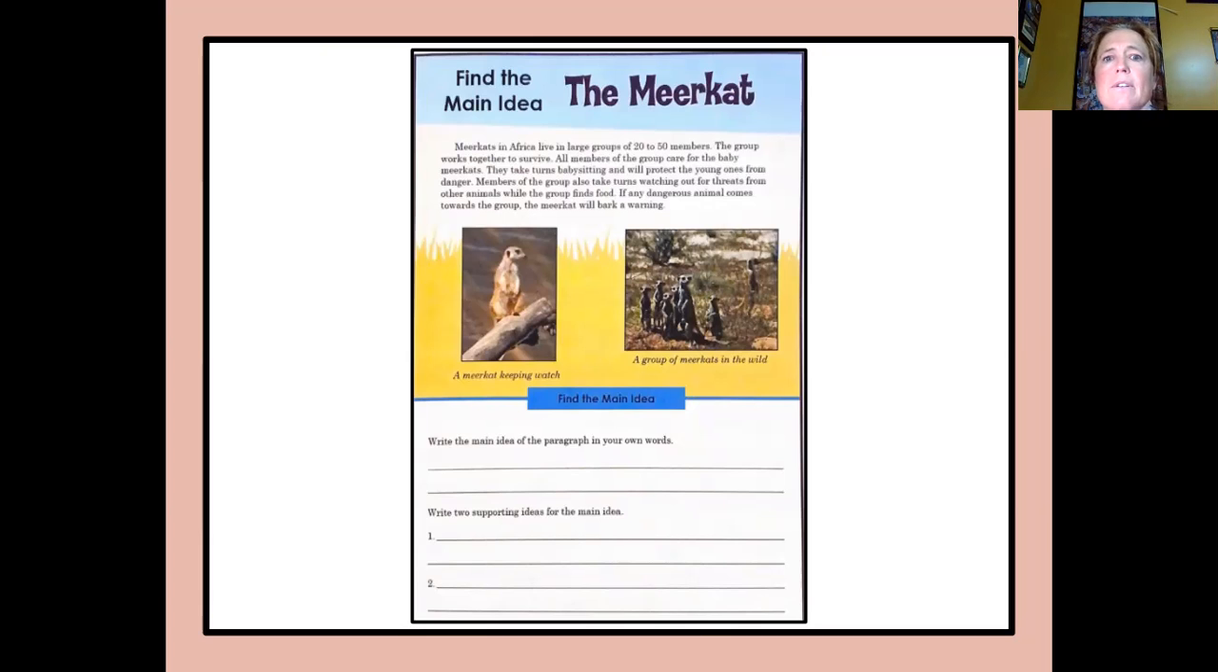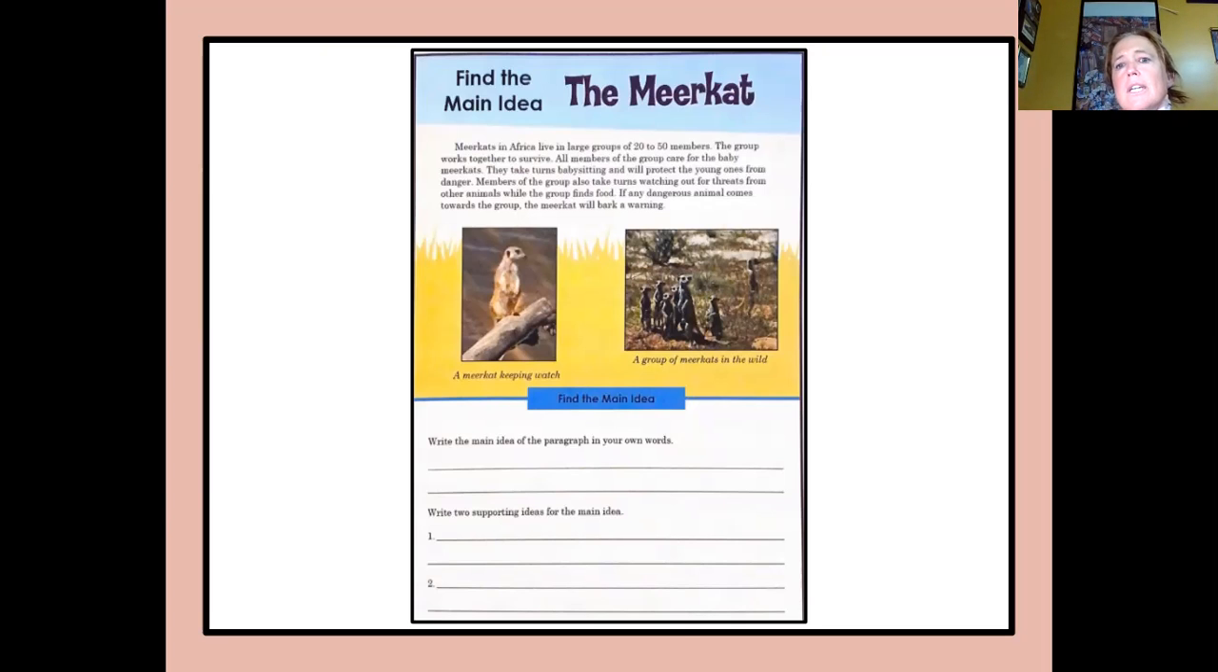Meerkats in Africa live in large groups of 20 to 50 members. The group works together to survive. All members of the group care for the baby meerkats. They take turns babysitting and will protect the young ones from danger. Members of the group also take turns watching out for the threats from other animals while the group finds food. If any dangerous animal comes towards the group, the meerkat will bark a warning.